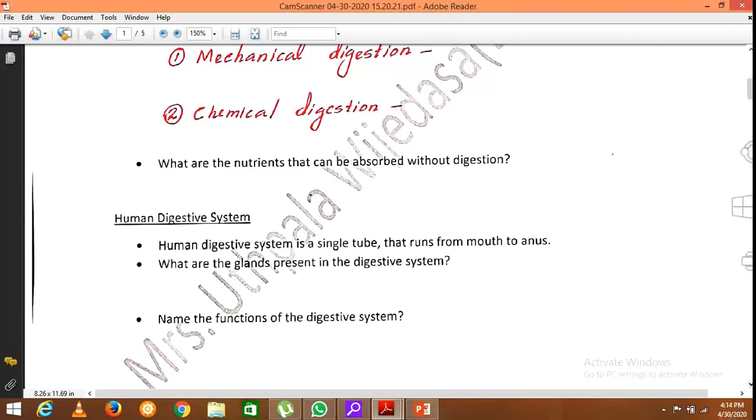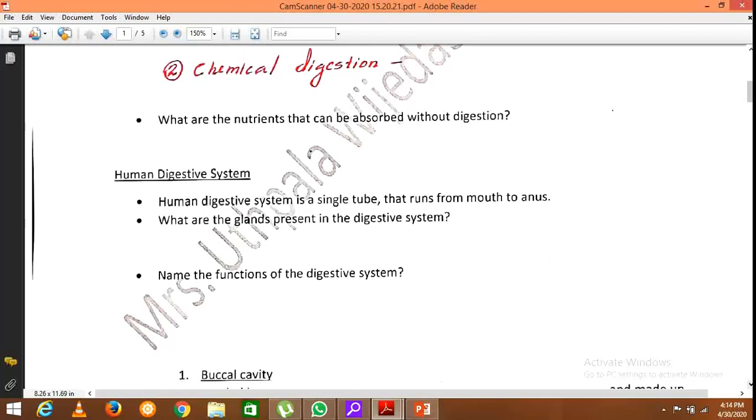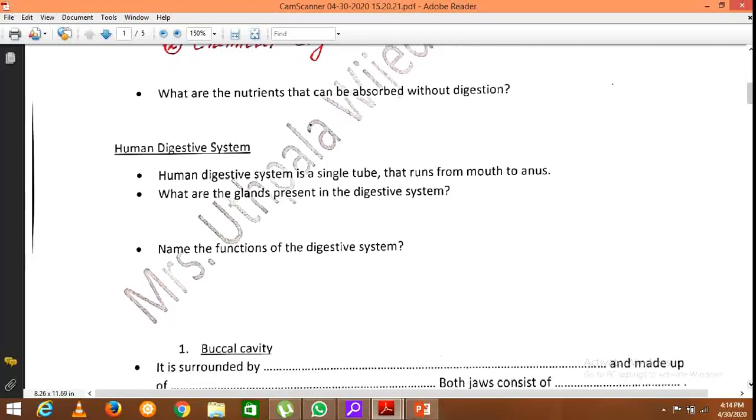So if we consider the main functions of the digestive system, we can say the first function is food digestion, and secondly it absorbs the digestive end products, and the undigested materials are removed from the body. Food digestion, absorption of digestive end products, and removal of undigested materials. These are the functions of the digestive system.